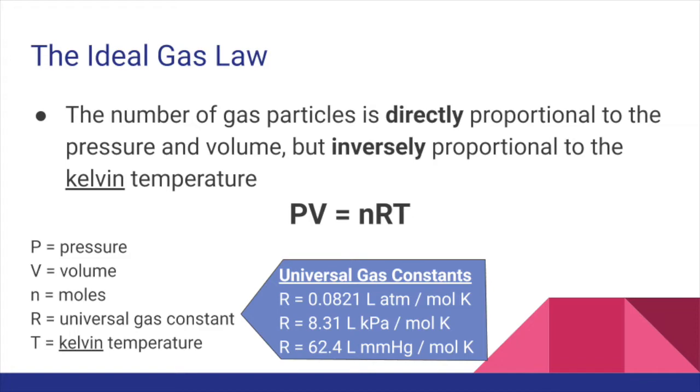R is equal to 0.0821 liters times atmospheres divided by moles in Kelvin, but it is also equal to 8.31 liters times kilopascals divided by moles in Kelvin. It is equal to 62.4 liters times millimeters of mercury divided by moles and Kelvin. Which R you use depends on which pressure unit you use in your calculation. Just make sure it agrees. Additionally, you'll need to use liters, and only liters, for the volume, moles, obviously, for the moles, and Kelvin, of course, for the temperature.